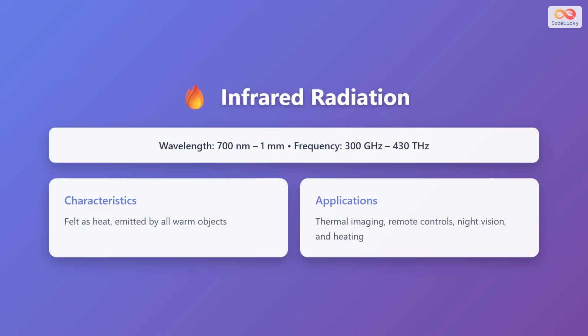Moving to infrared radiation, we find wavelengths between 700 nanometers and 1 millimeter, with frequencies from 300 gigahertz to 430 terahertz. Infrared is most commonly experienced as heat. All warm objects emit infrared radiation, which is why we can feel warmth from a fire or the sun without touching them. Infrared has numerous practical applications, including thermal imaging cameras that detect heat signatures, remote controls for televisions and other devices, night vision equipment, and heating systems.